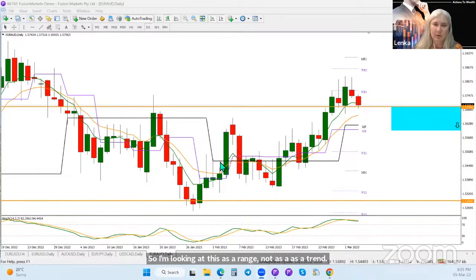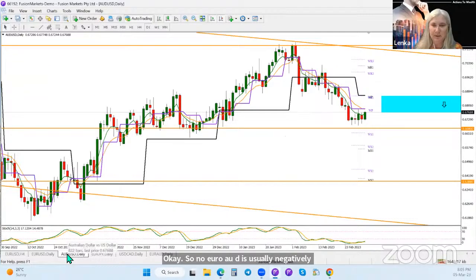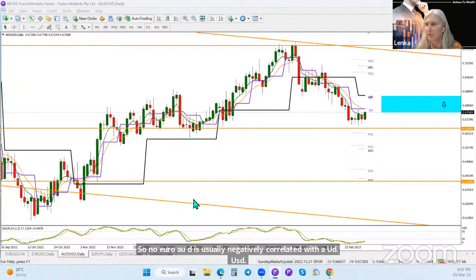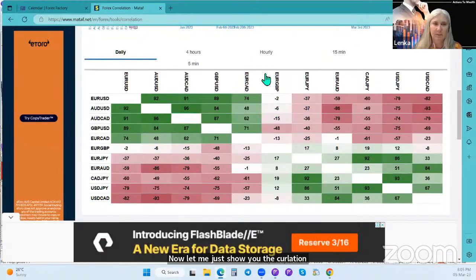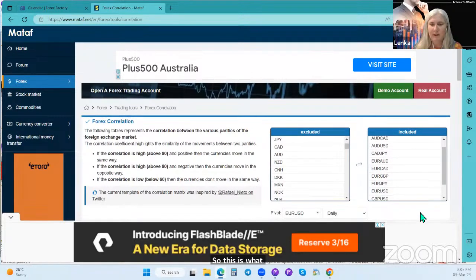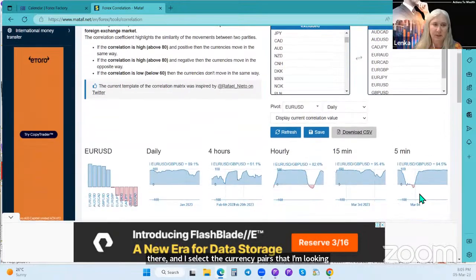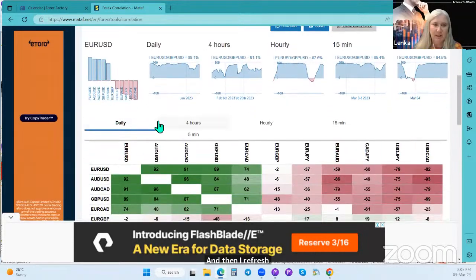Okay, so now Euro AUD is usually negatively correlated with AUD USD. Let me just show you the correlation matrix in case you don't know. So this is what a correlation matrix looks like. I go in there and I select the currency pairs that I'm looking at, and then I refresh the table. And in here, I'm going to just look at the daily for now.